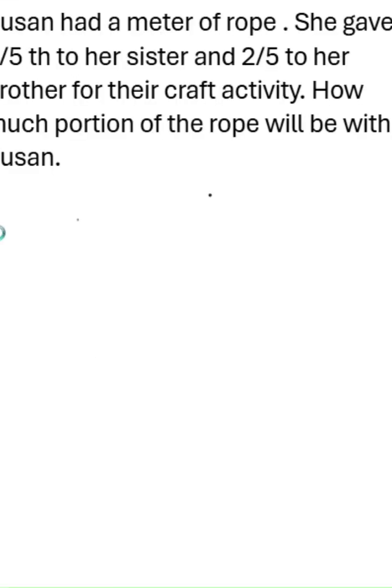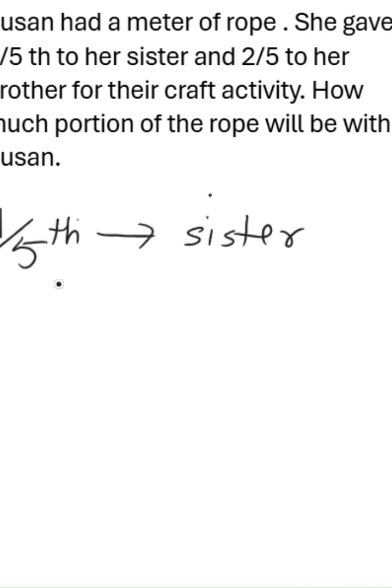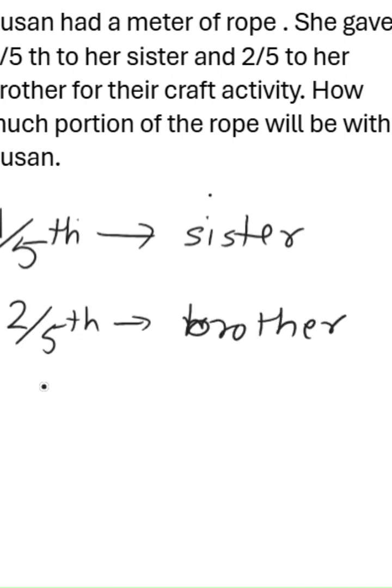Suzanne had a meter of rope. She gave 1/5 to her sister and 2/5 to her brother for their craft activity. Now 1/5 was given to her sister and 2/5 was given to her brother. Now how much rope was given in total? 1/5 plus 2/5. We can add 1 and 2 directly because the denominators are the same. So we get the answer 3/5.